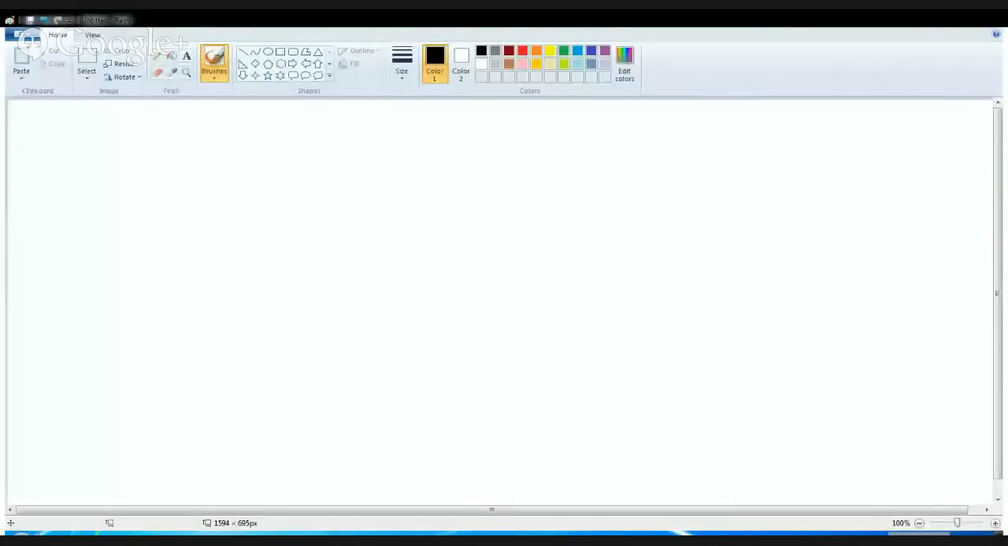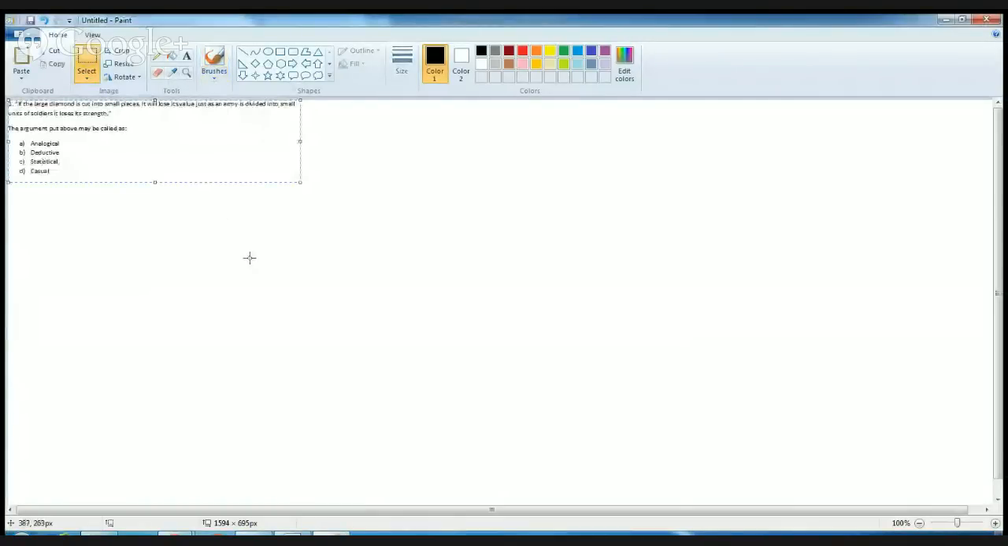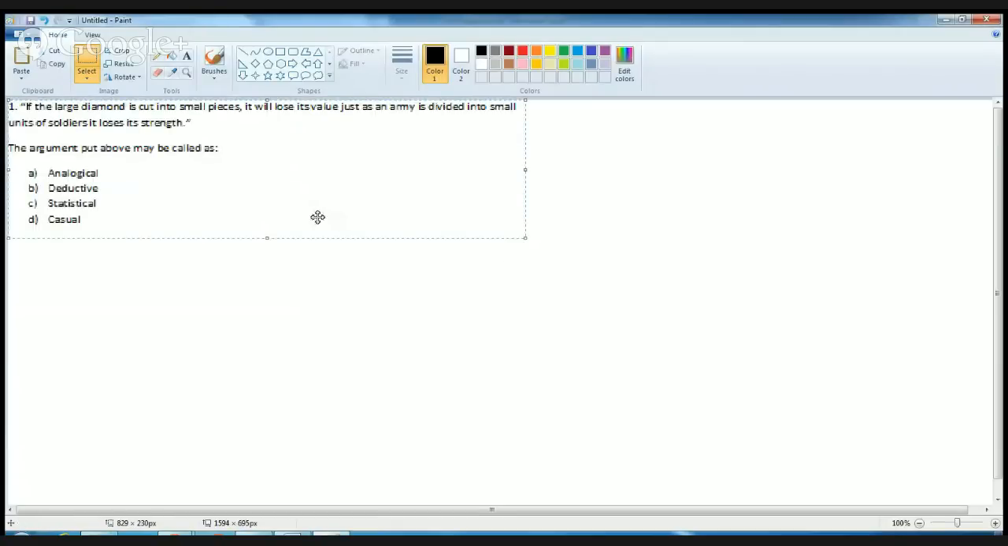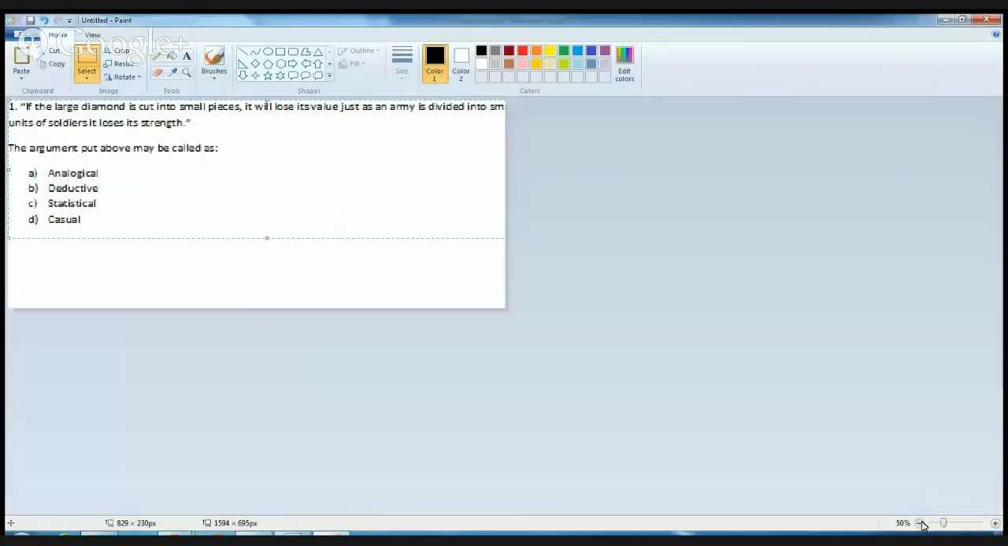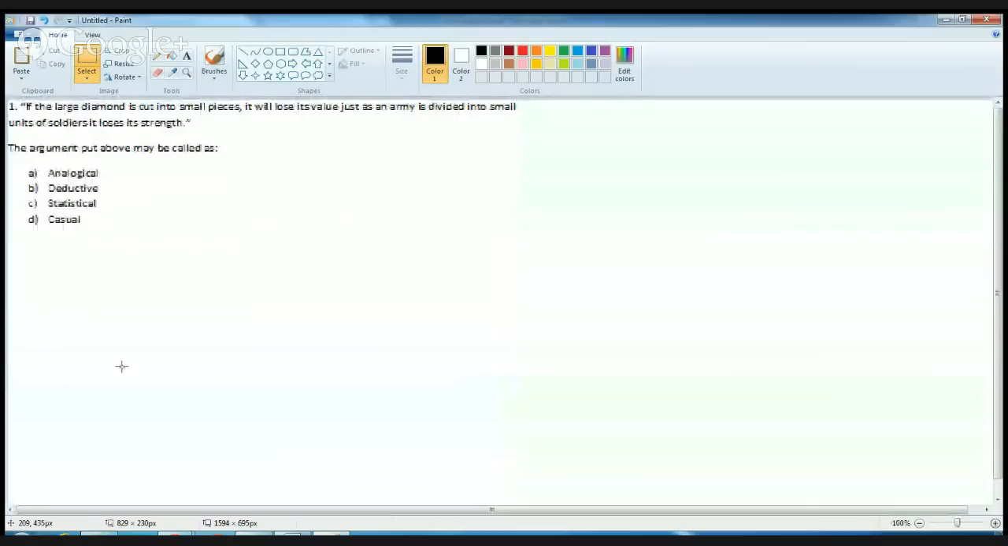The first question that was asked for the UGC exam talked about argument. So it was basically on logical reasoning. This was the first question: if the large diamond is cut into small pieces, it will lose its value, just as an army divided into small units of soldiers loses its strength. The argument put above may be called as.